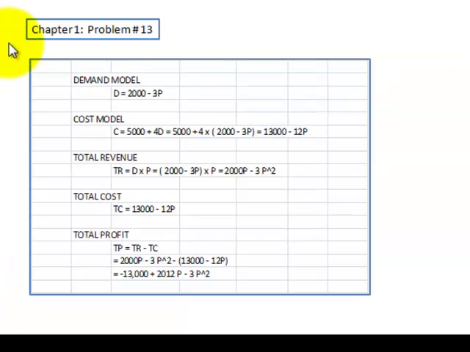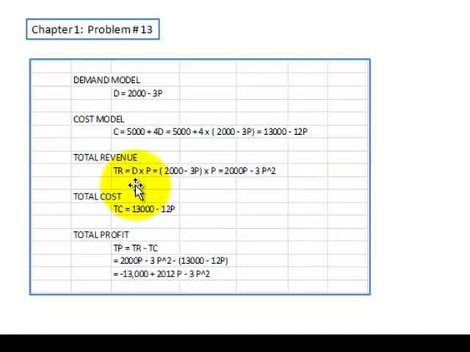Problem number 13 was to take a function. They gave us a demand function, D equals 20,000 minus 3P. They gave us a cost model, which was 5,000 plus 4D. Now, what we did here, if you remember algebra, we knew what D is, so to get this in one variable, we substituted this D into this function and then simplified to get a cost of 13,000 minus 12P.